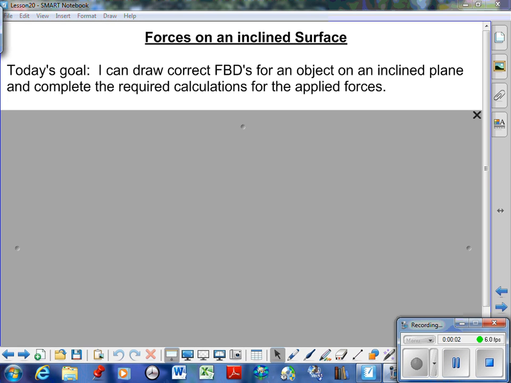Okay, last lesson in the unit on forces is forces on an inclined surface. So the goal today is I can draw a correct free body diagram for an object on an inclined plane and complete the required calculations for the applied forces.